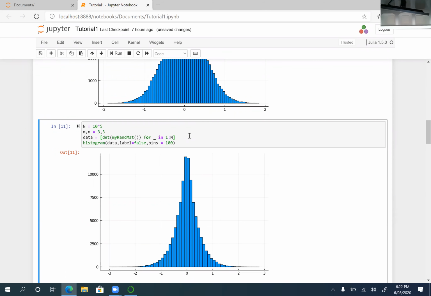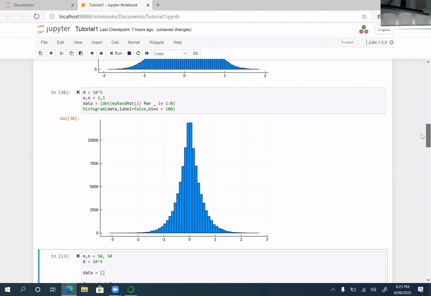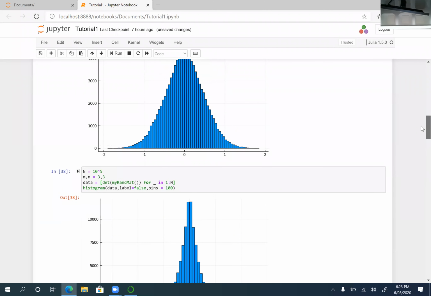All right, so now in the next one, we're doing the same thing, except in this case our random matrices are 3 by 3 random matrices, and we're taking the determinant of 10 to the 5th random 3 by 3 matrices. Okay, so let's just run this. Good. Okay, so those 2 both run on my system.